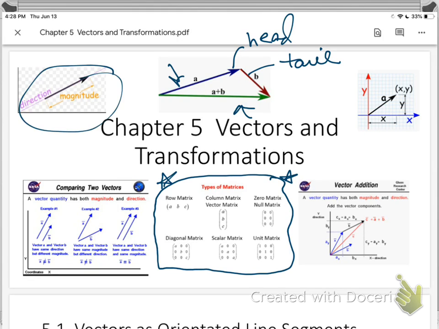Okay, a vector has two attributes. It has direction and it has magnitude. Okay, so that's a little preview. So let's go ahead and get started.